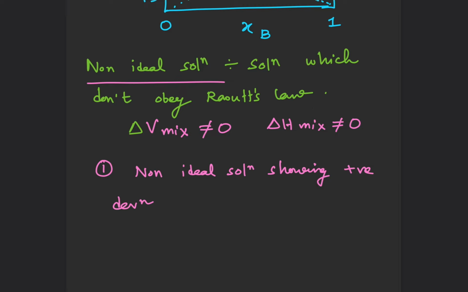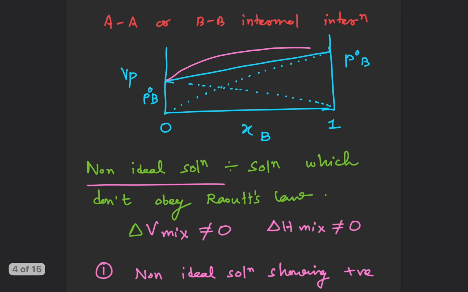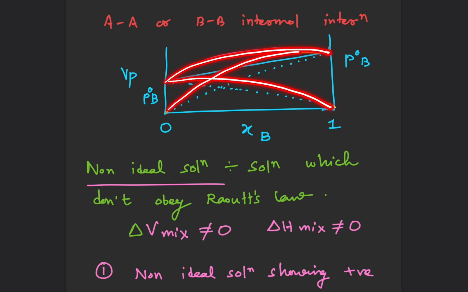Okay, so there are two types of them. The first type is non-ideal solution showing positive deviation. For positive deviation, the graph turns out to be something like this. So instead of having these straight lines, this is the curve for the total vapor pressure. This is the curve for the individual vapor pressures. So we can say that total vapor pressure for any composition of the solution is greater than corresponding to an ideal solution of same composition.